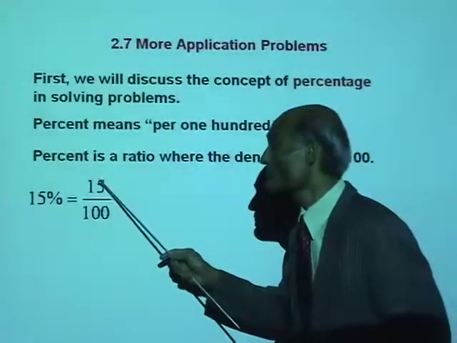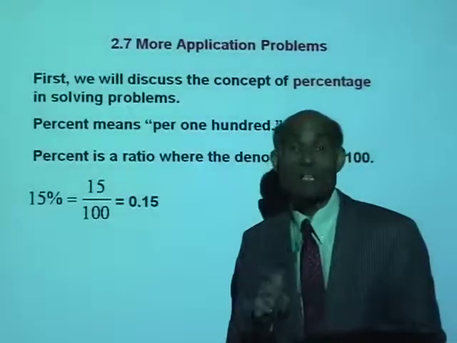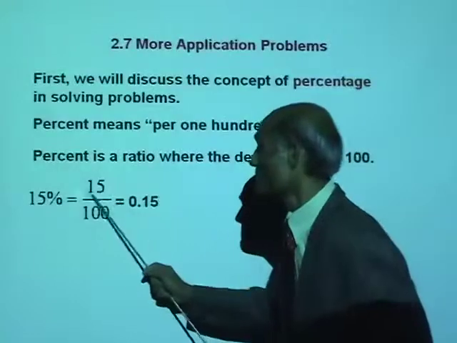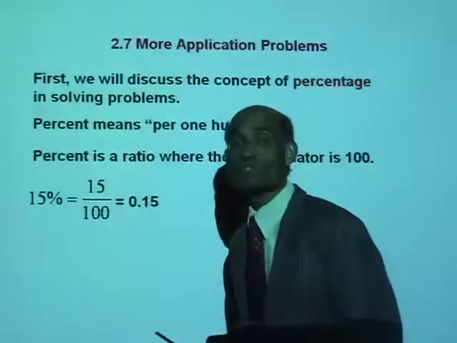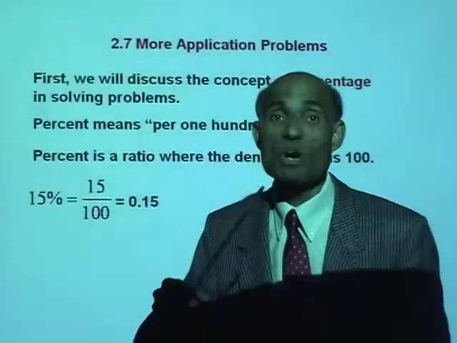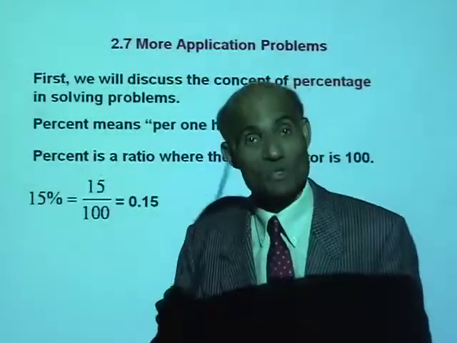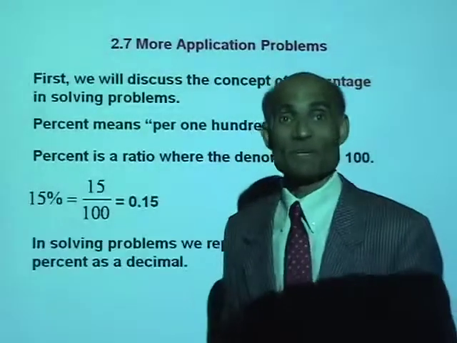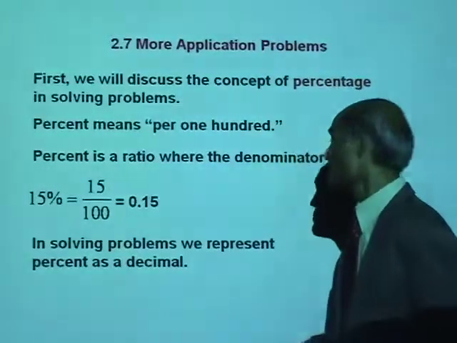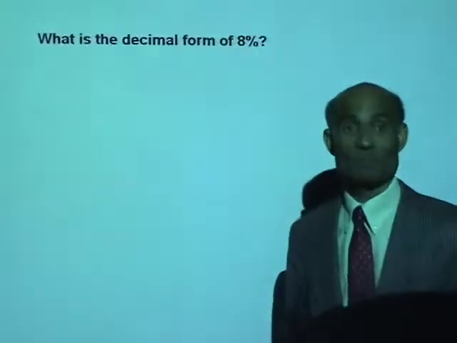15% is equal to 15 divided by 100, and you can write it as a decimal. 15% is equal to 0.15. It is very important that you know how to convert percent to a decimal in solving problems. Now, in solving problems, we represent percent as a decimal.